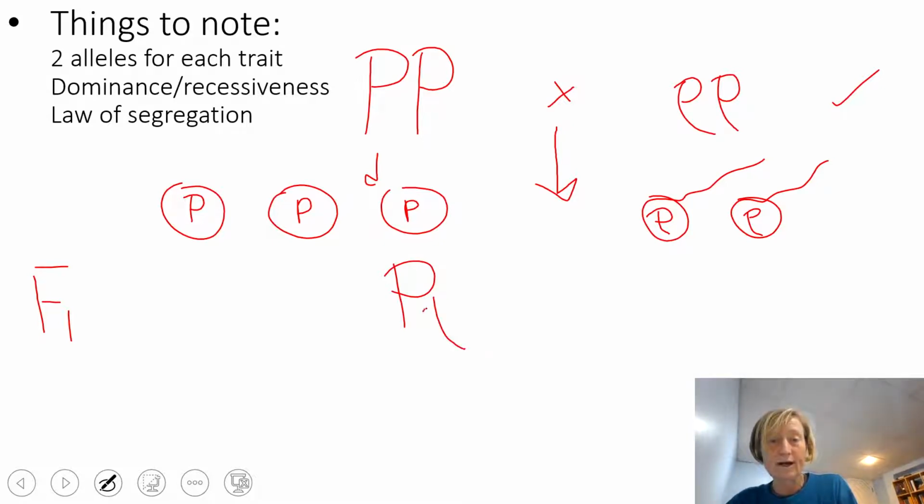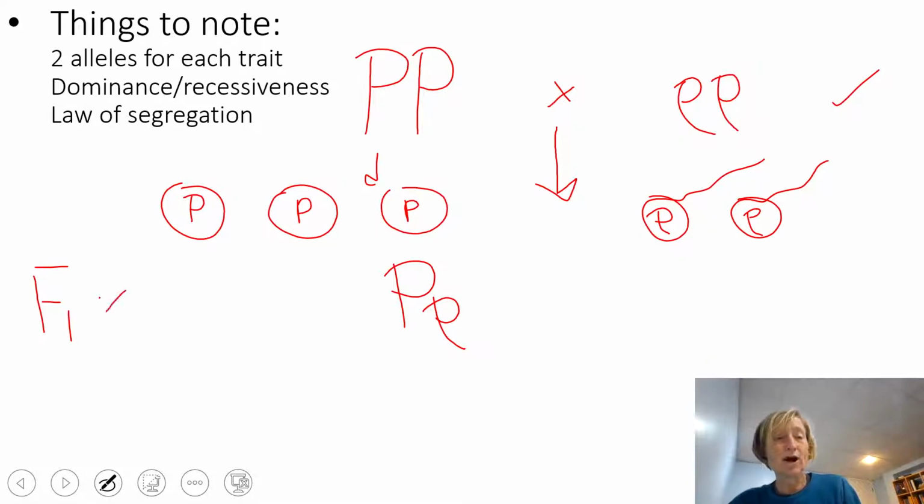big P and one copy of the little p, and is purple because purple is dominant to white. All of our F1 plants are what we call heterozygous because they have two different genes for the same trait, two different versions or two different alleles for the same trait. The parents in our cross here are homozygous because they have, homo means same, two of the same alleles for the trait.